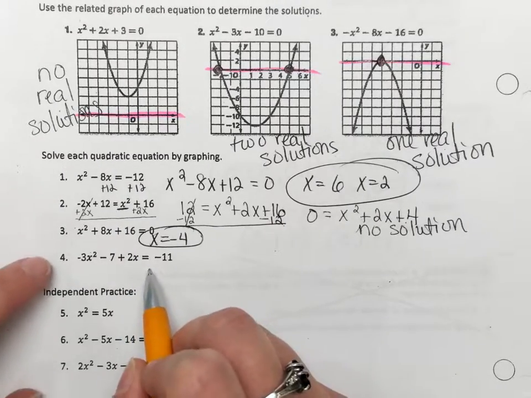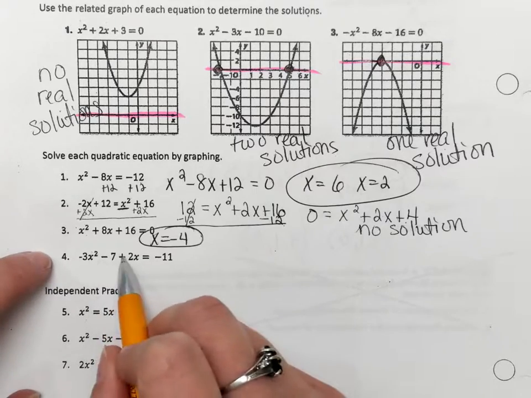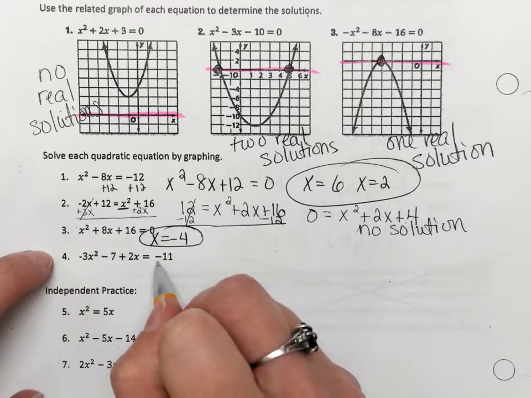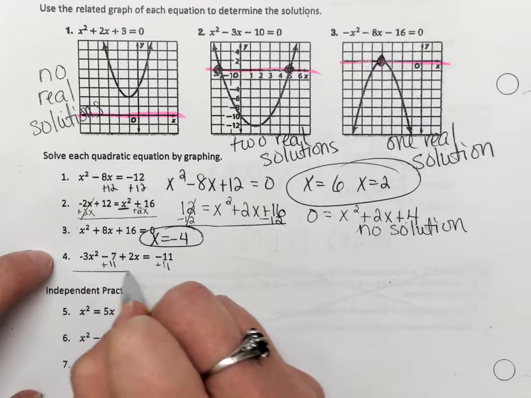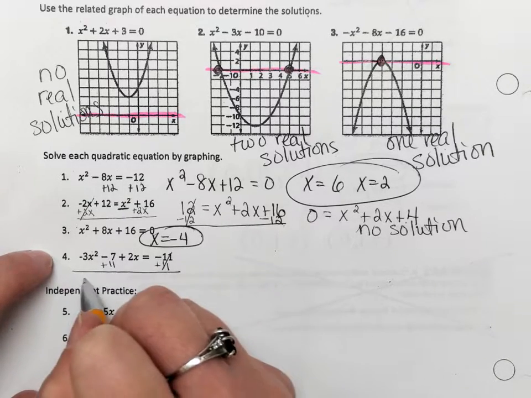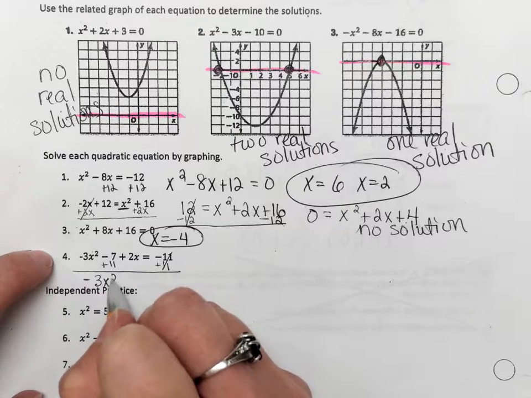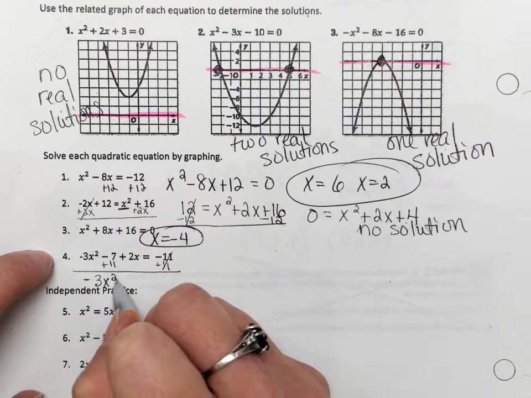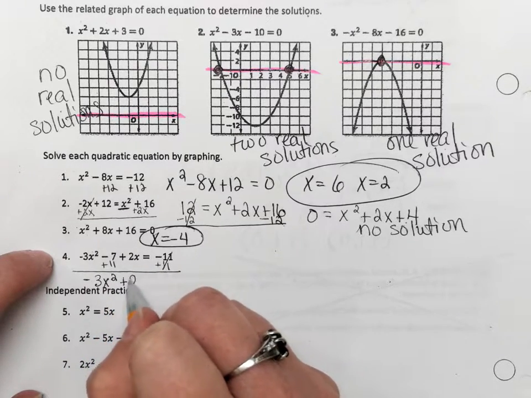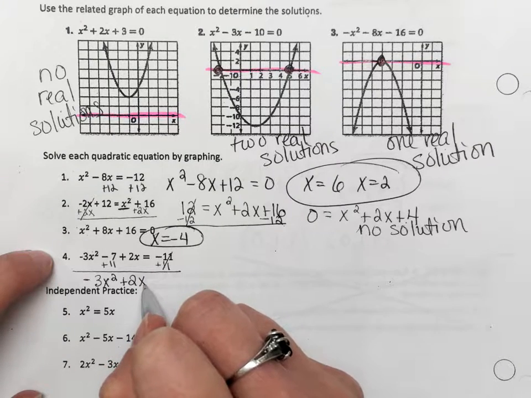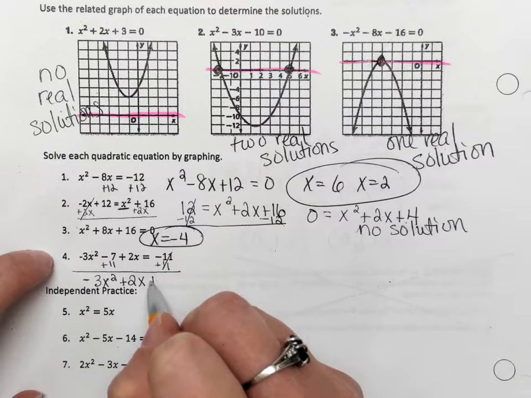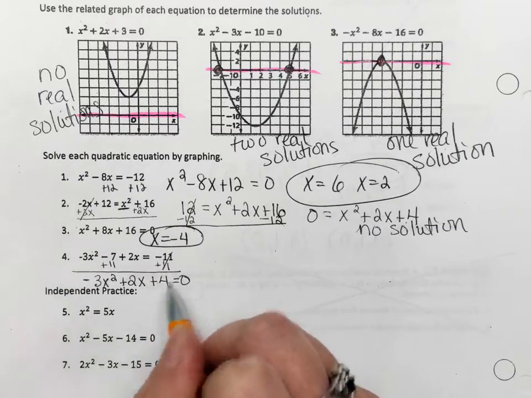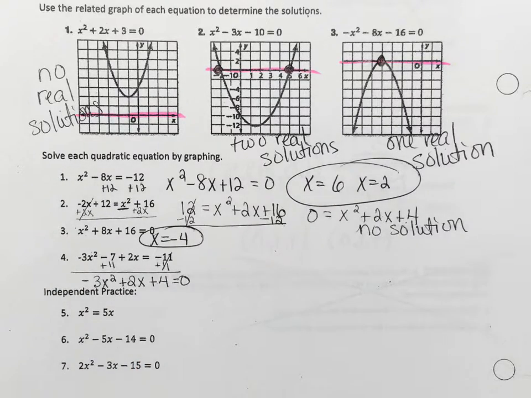What's the easiest one to move? Instead of moving all 3 of these, it'd just be easier to move the 11. So add the 11. I'm going to add it to the negative 7, because that doesn't have an x. So let's write this properly. Let's write negative 3x squared. Then let's write our x next, so plus 2x. And then our constants come last. What's negative 7 plus 11? Plus 4 equals 0.